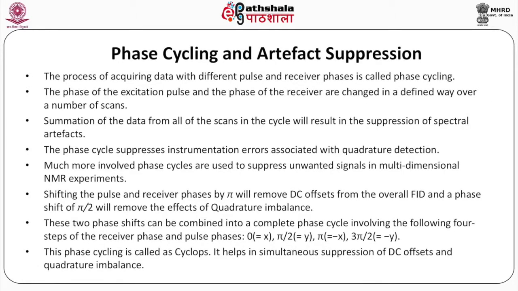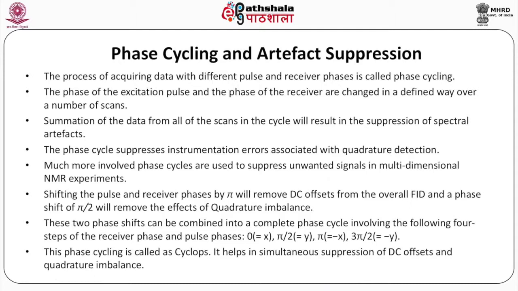Phase cycling and artifact suppression. This is a very important aspect of modern pulse programming for various experiments. The process of acquiring data with different pulse and receiver phases is called phase cycling. The phase of the excitation pulse and the phase of the receiver are changed in a defined way over a number of scans. Summation of the data from all of the scans in the cycle will result in the suppression of spectral artifacts. The phase cycle suppresses instrumentation errors associated with quadrature detection.